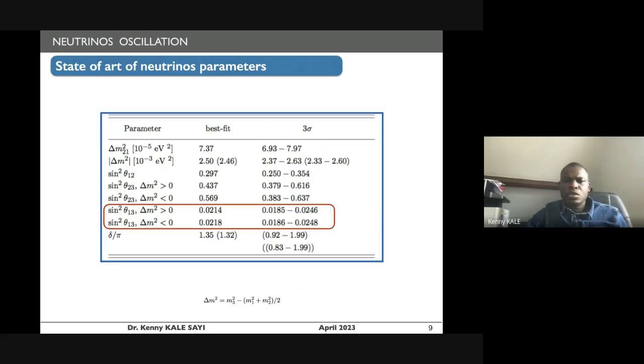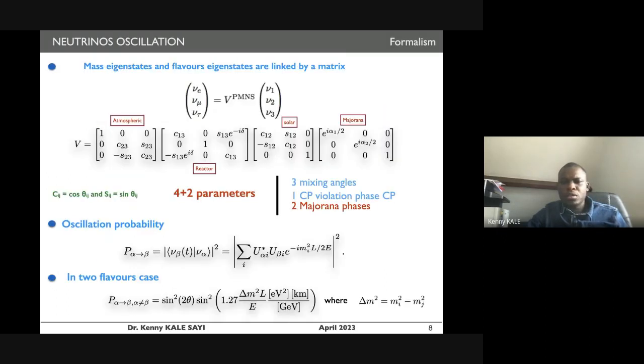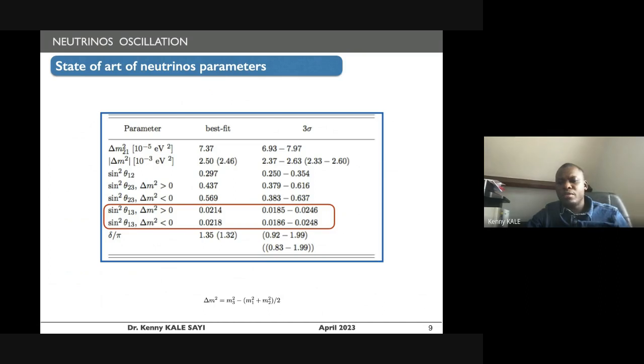Then I'll give you some values. Remember that in this matrix, you have many parameters. And what we do in physics experiments is to try to determine these parameters. In this list, you have the values we have obtained from experiments for the different parameters that form the PMNS matrix for neutrinos. Just for information, but you can find it in many particle data books.